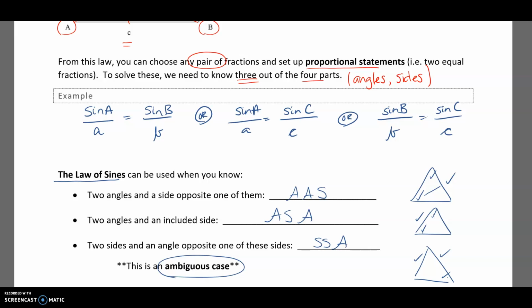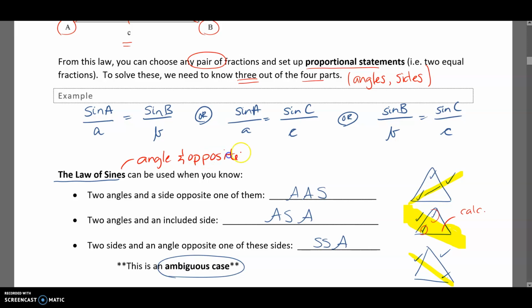Notice in all of these, I know an angle and the side opposite. Or, in this case, I can very easily figure out this angle because I can do 180 minus the other two angles. And so really, I know quite easily an angle and the opposite side. That's what we need to use the law of sines, an angle and its opposite side.